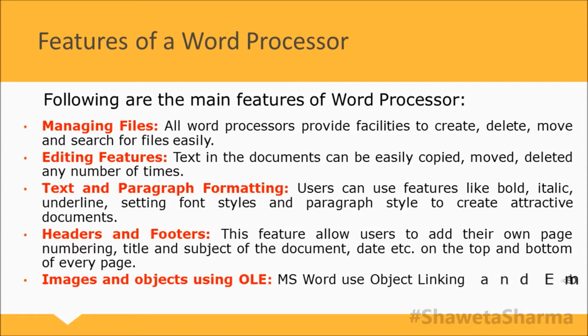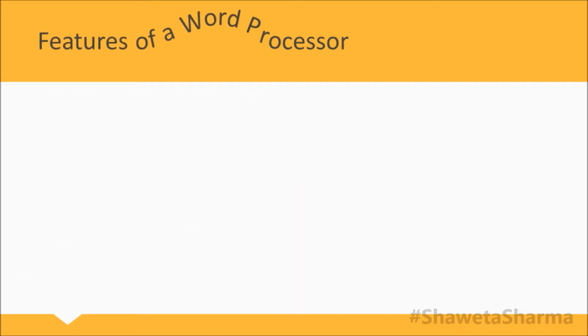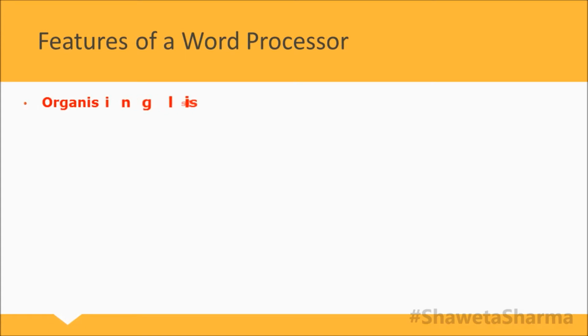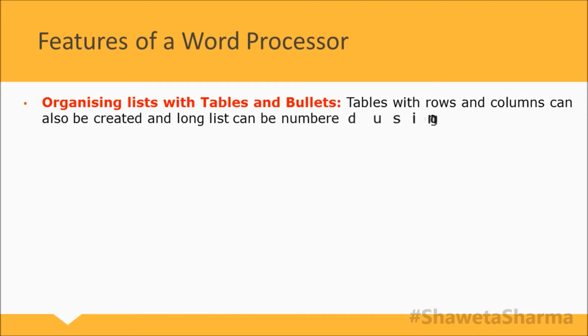So fifth one is image and object using OLE. MS Word uses object linking and embedding technology to add images, charts and tables into the document. So another feature is organizing lists with tables and bullets. Tables with rows and columns can also be created, and long lists can be numbered using bullets or numbering.